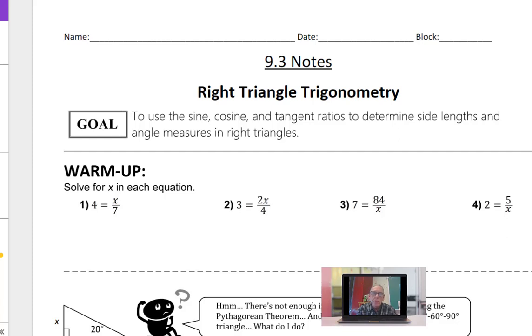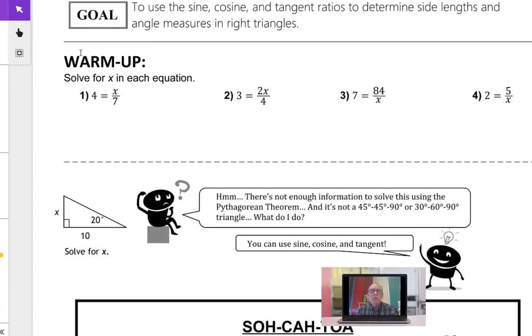Okay, this page goes with the note on our right triangle trigonometry. So we're going to use sine, cosine, and tangent ratios to find missing side lengths in right triangles. So let's look at these first ones. We have some algebra equations to simplify here.